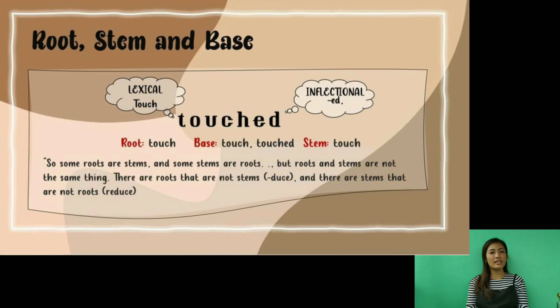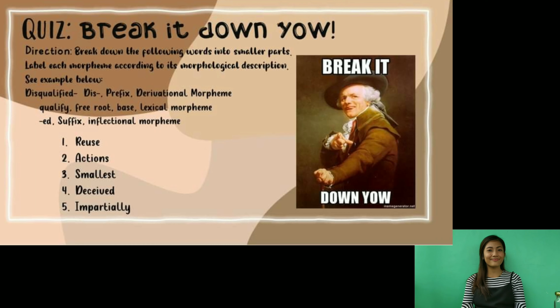So what can we get from this idea? Some roots are stems and some stems are roots, but roots and stems are not the same thing. There are roots that are not stems, like dues, and there are stems that are not roots. So roots and stems may be the same sometimes, but they are entirely different from one another. Do you get me?